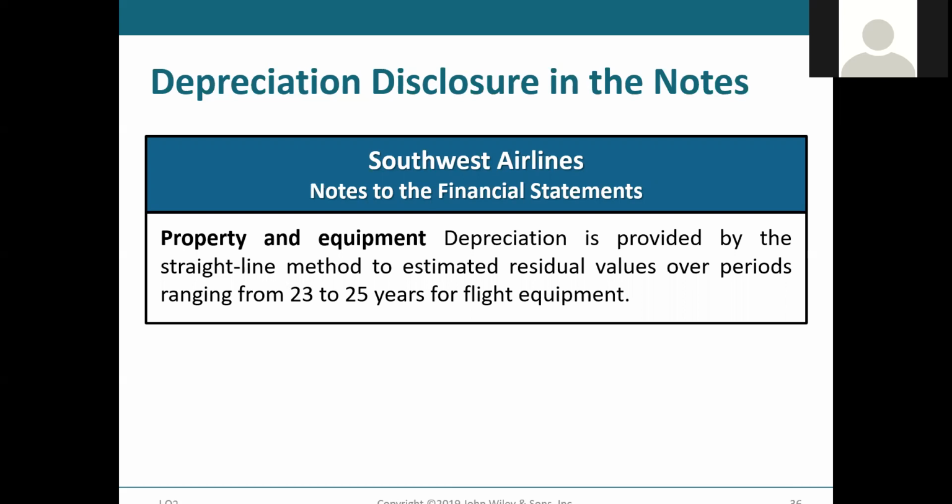Southwest Airlines, here's what they're telling us. Depreciation is provided by the straight line method to estimate residual or salvage values over periods ranging from 23 to 25 years for flight equipment, meaning planes.